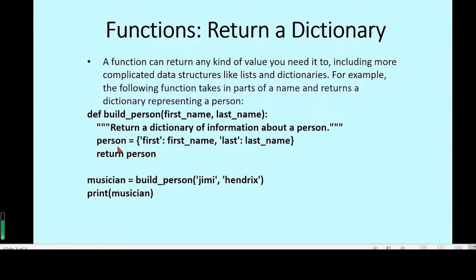So person is a dictionary created in the function. And for this dictionary, there are two key-value pairs. First, the key first has the value of the first name passed in, and the key last has the value of the last name passed from these positional parameters. So then the function returns person, this dictionary, when you call this function. So next we call this function build_person with information for first name and last name passed in.